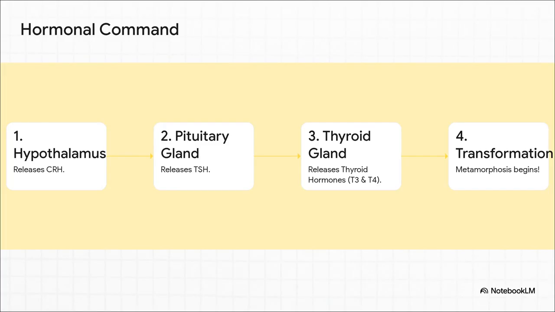So what kicks off this radical overhaul? A very precise hormonal chain of command. It all starts in the brain with the hypothalamus releasing a hormone. This tells the pituitary gland to release another hormone, which in turn signals the thyroid gland. The thyroid then floods the body with thyroid hormones. And that is the master signal that gets this incredible transformation started.